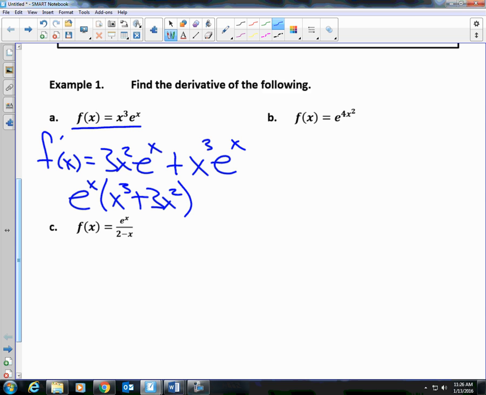Yep, if you wanted to factor out x squared e to the x, and that'll be an x plus 3, that'll be acceptable as well. Doesn't matter. Thank you, Kyle. All right, go get some brain food, come back more intelligent, we'll get going.